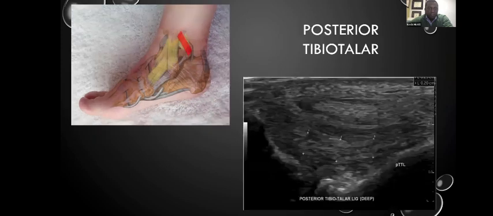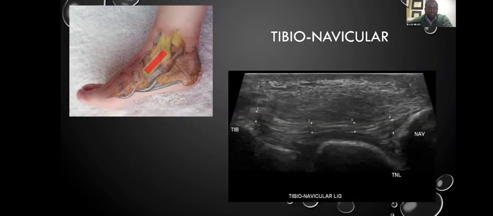So here's the anterior tibiotalar ligament there. Here's the posterior tibiotalar ligament. So here is the tibionavicular ligament.